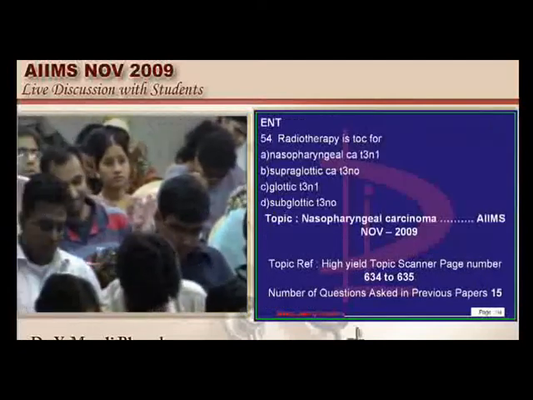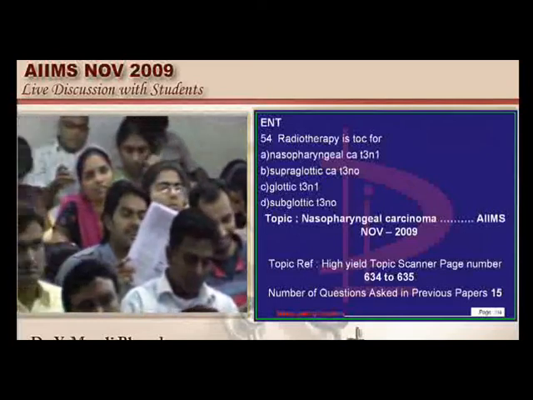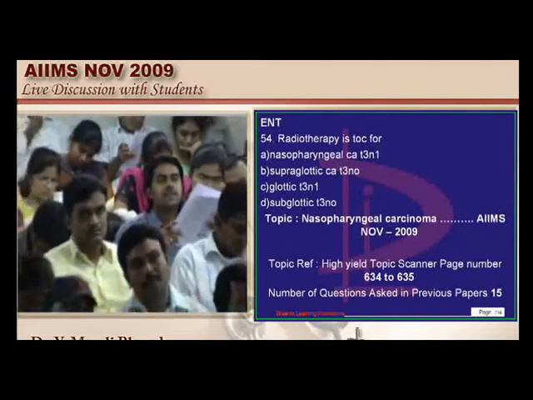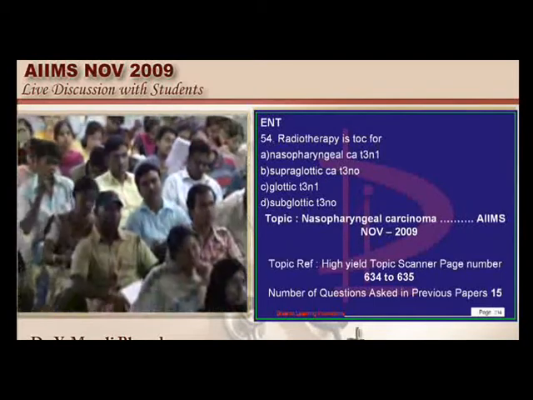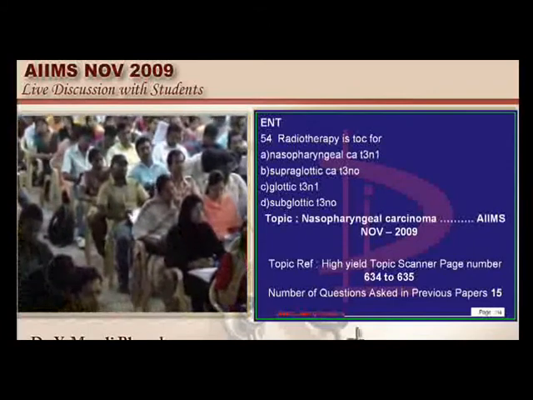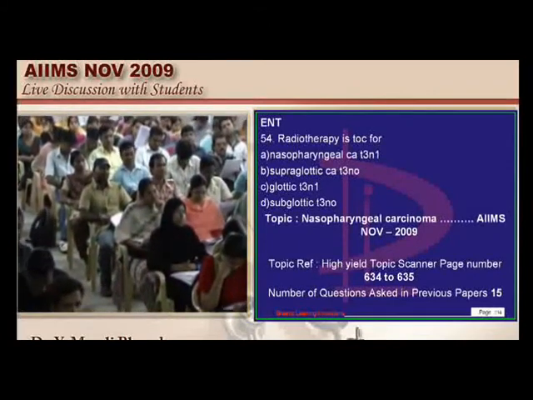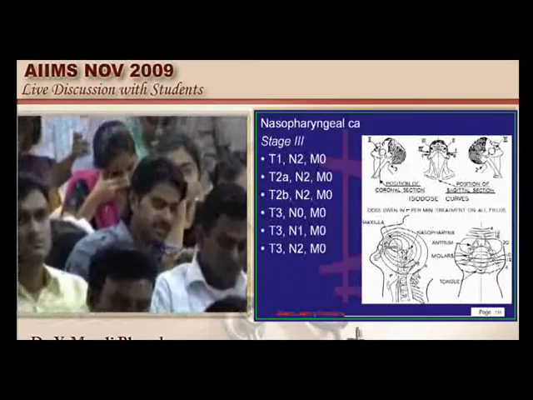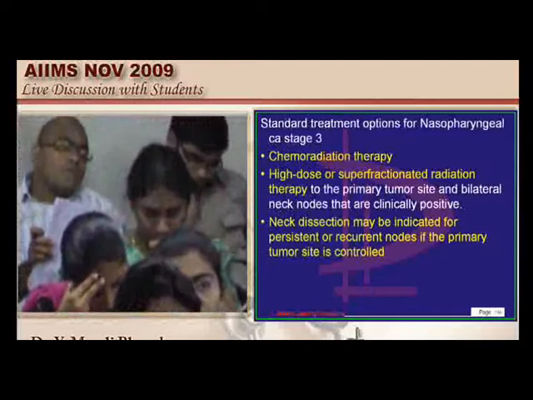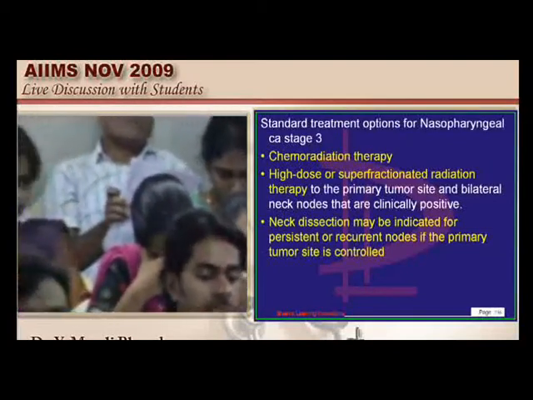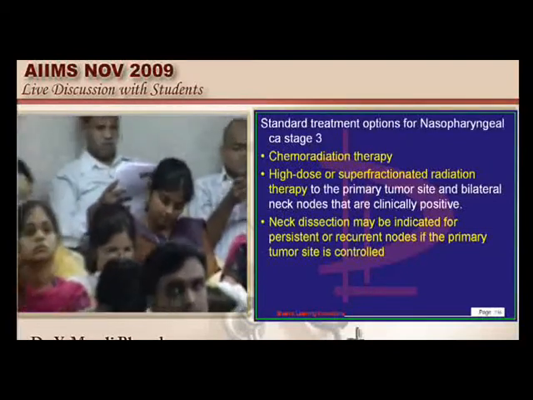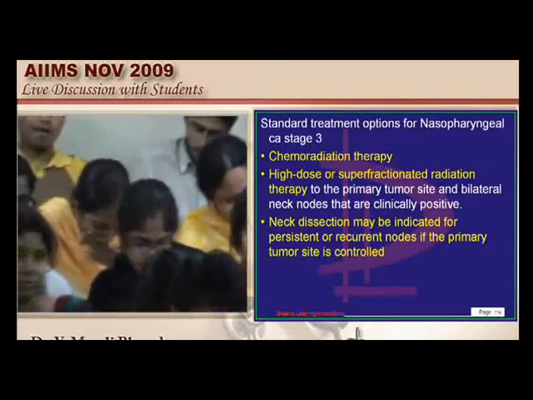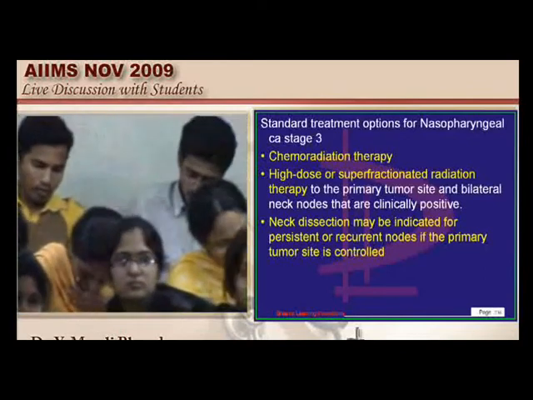Now nasopharyngeal carcinoma. What is the best treatment that you want to offer? Radiotherapy any given day. It is once more a very high yield topic in ENT, top 20 topics only. It is not a rare topic asked in ENT. So you should be quite sure what you call T3N1M0 as stage 3. And if it is stage 3, what is the best treatment? Chemoradiation and high dose superfractionated radiation therapy is considered the management of choice in nasopharyngeal carcinoma in stage 3, which needs to be remembered.